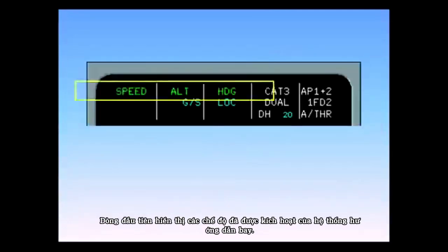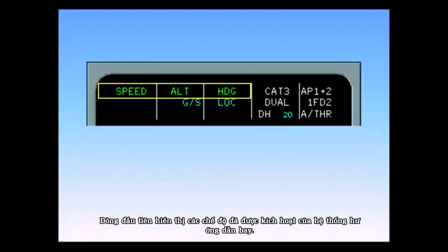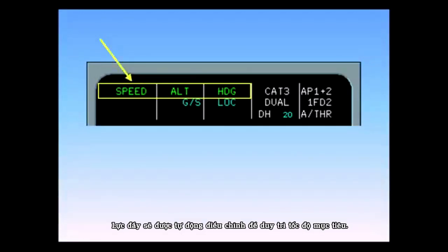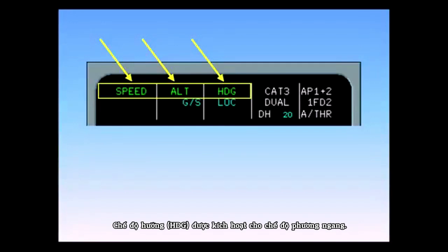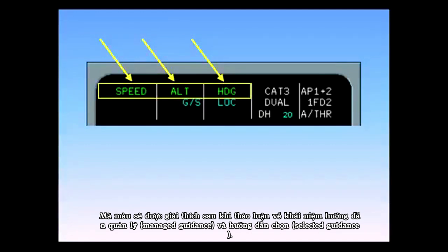The first line displays the engaged modes for the flight guidance system. In this example, the auto thrust is engaged in the speed mode. Thrust will be automatically adjusted to maintain the target speed. The altitude, ALT mode, is engaged for the vertical mode. The flight directors and autopilot will provide guidance to maintain altitude. The heading, HDG mode, is engaged for the lateral mode. Aircraft heading is being controlled by the pilots. The color coding will be explained later when the concept of managed guidance and selected guidance is discussed.